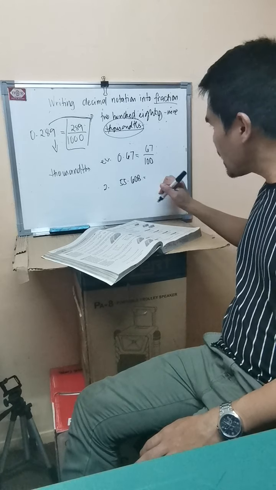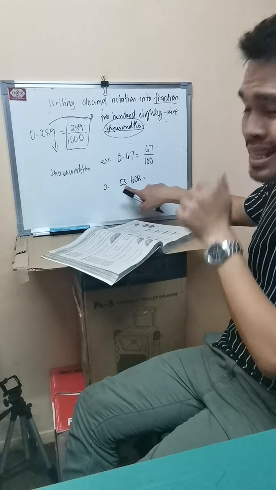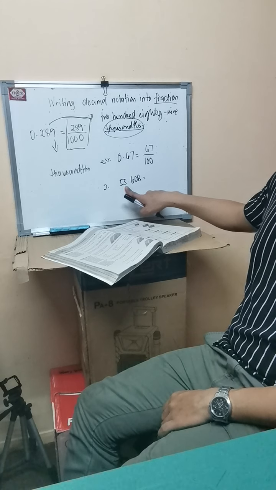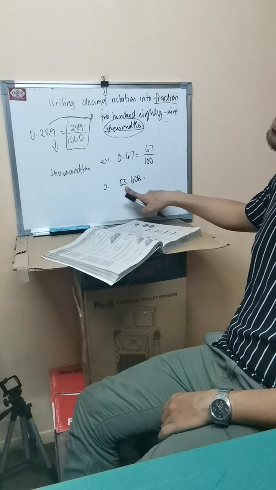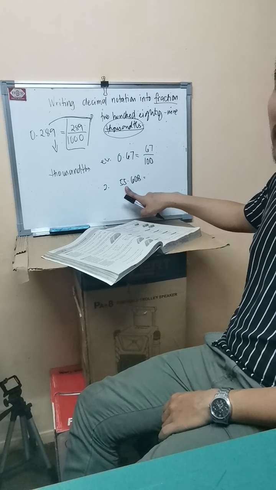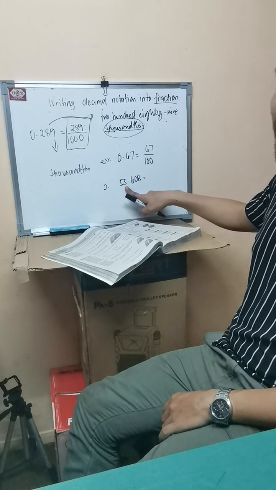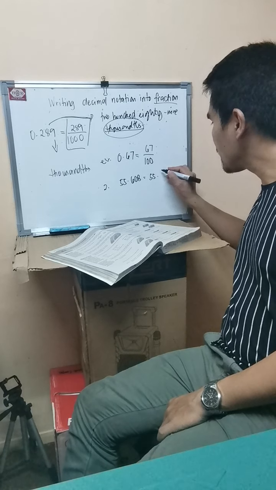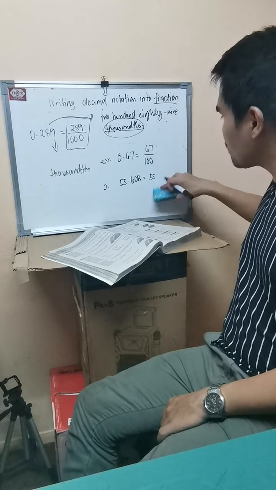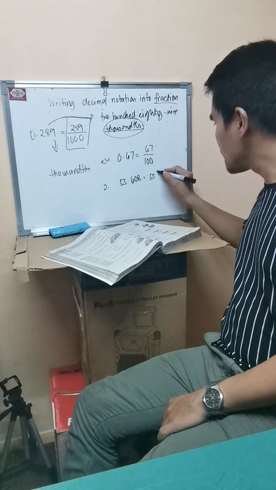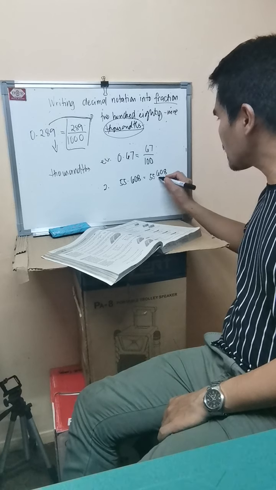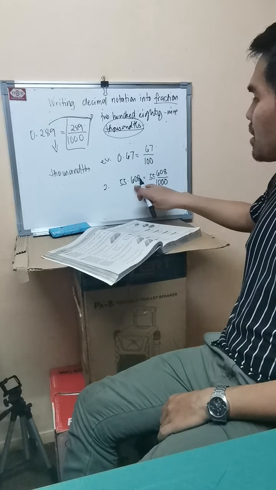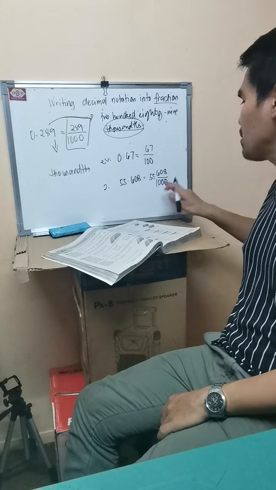Then for this one, you notice that there's a whole number part. So the whole number part makes this a mixed number when written in fraction form. So this is going to be 55 and 608 over 1,000, because there are 3 place values, so that's equivalent to 3 zeros.